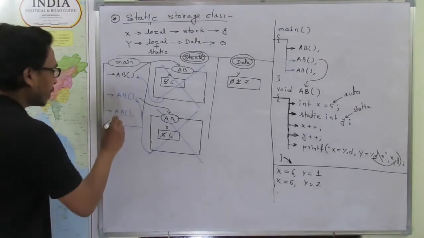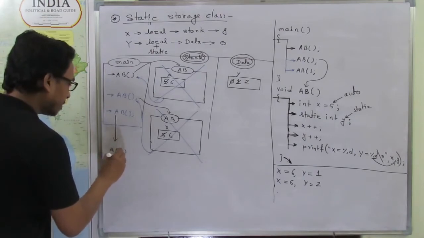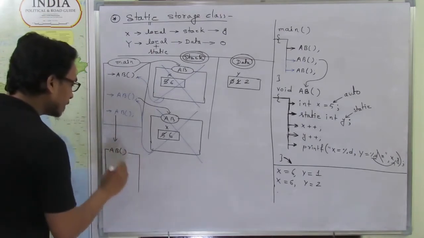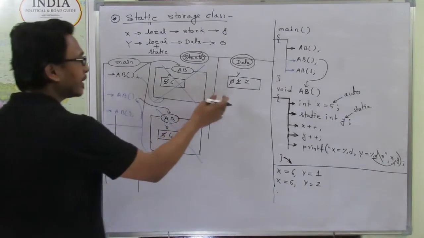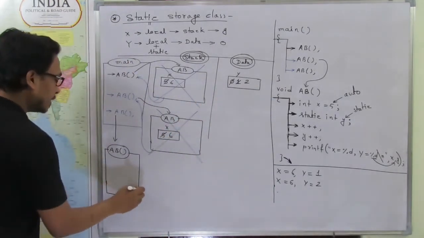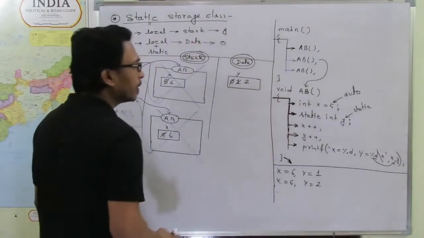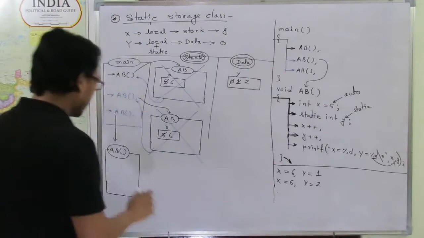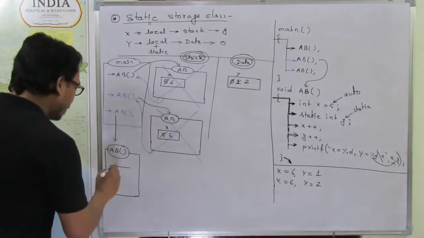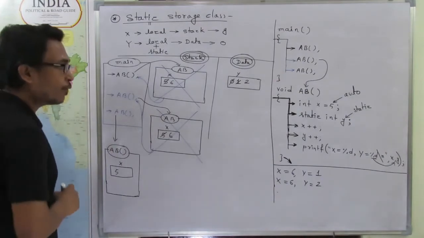Now again the system will come out from the main function and enter inside the AB function in the stack section, not in the data section or heap section, in the stack section. Now in this section, the system again starts execution of the function, int x. Now an int memory block will be created for the variable x and initialized with value 5.